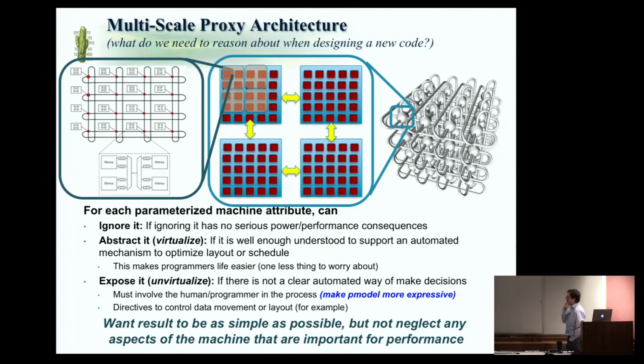So there are some things that you can ignore, and you need to be very judicious about what you make people worry about and what you don't. The other are things that you can actually abstract or virtualize.